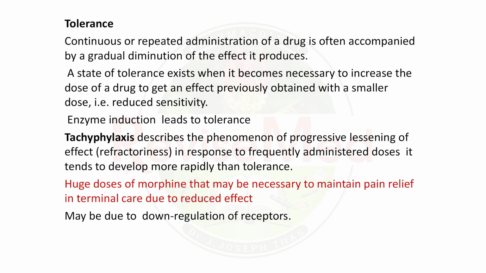A huge dose of morphine may be required in relieving pain of cancer patients. Even if you increase the dose of morphine, there may not be the same effect. So, the huge dose of morphine that may be necessary to maintain pain relief in terminal care, due to reduced effect, may be due to down regulation of receptors.